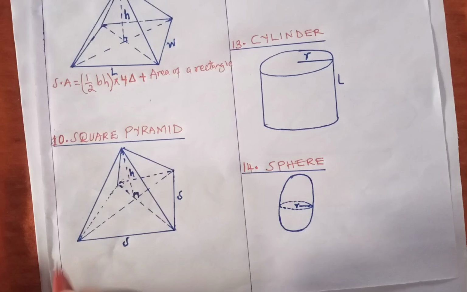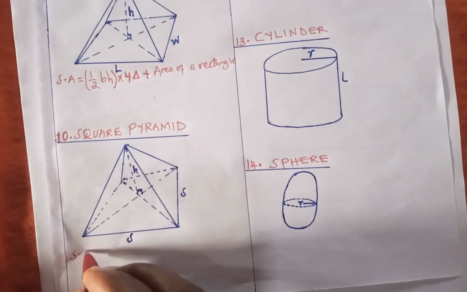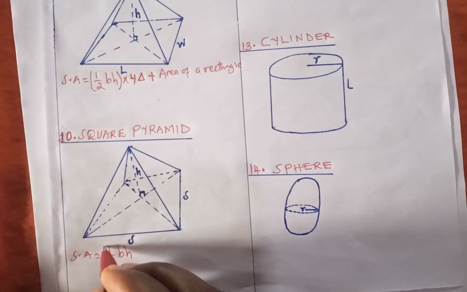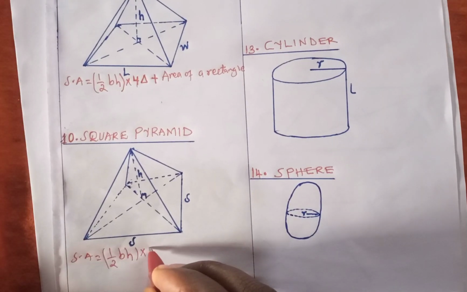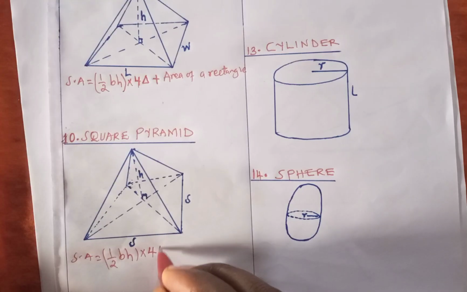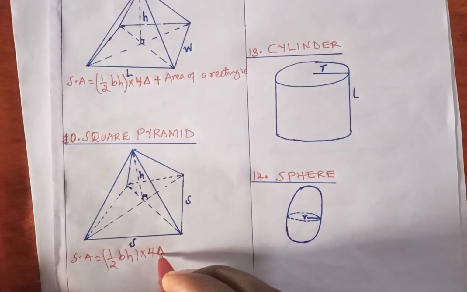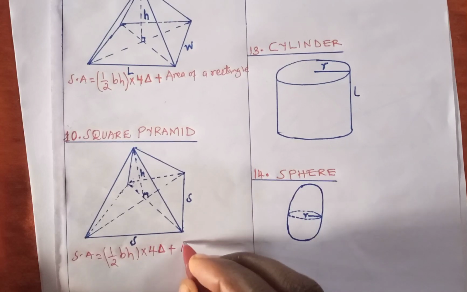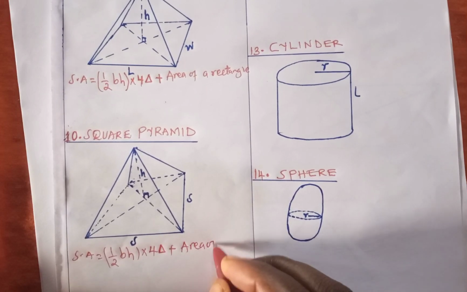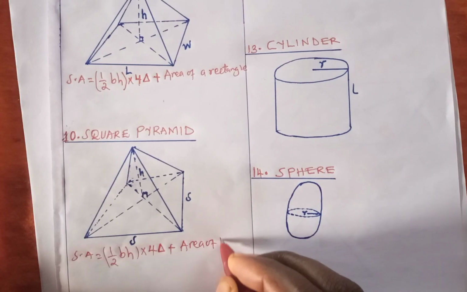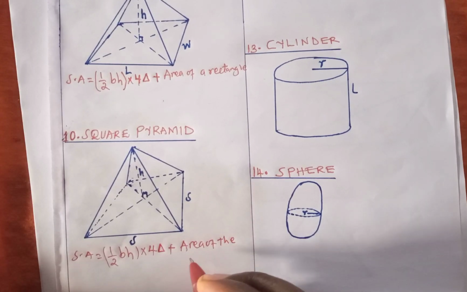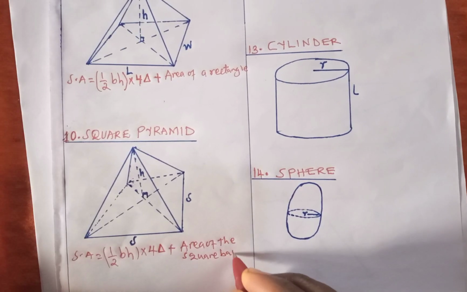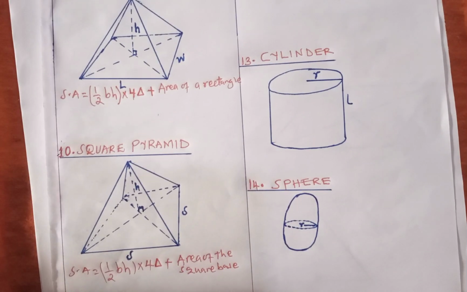Then we add to the area of the 4 triangles. So we are going to say the surface area for this is going to be a half base times height. You multiply by 4, the area of 4 what? Triangles. You multiply by 4 triangles. And then you add the area of the square base.